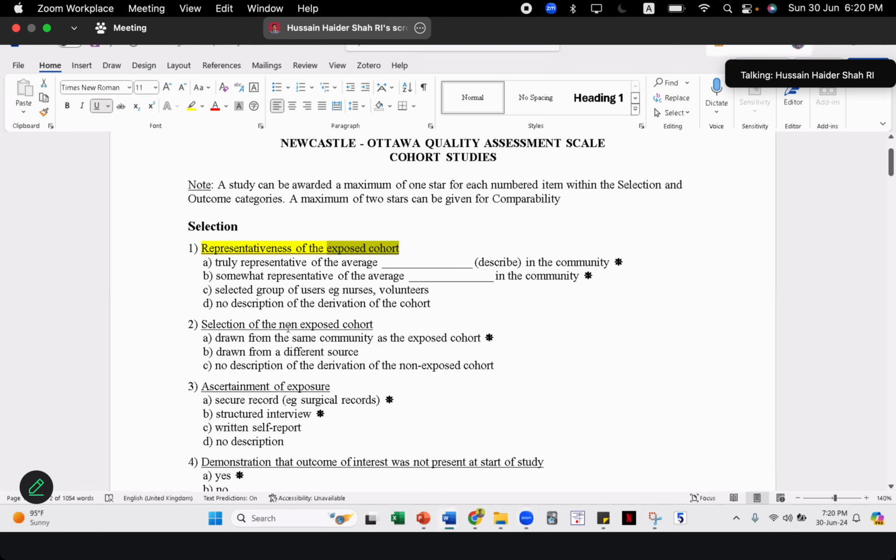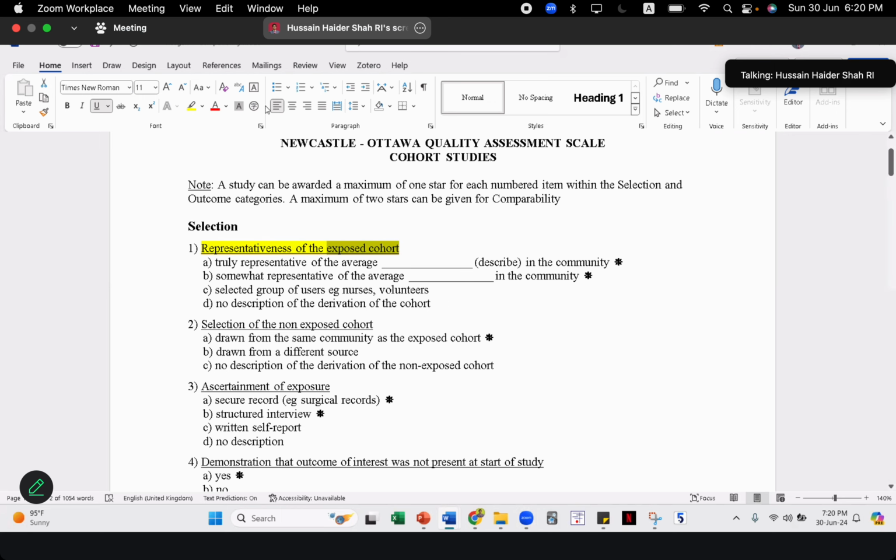Now, what about the non-exposed or the control cohort? In a cohort study, or in a randomized controlled trial, there are 2 groups. In one group, we give some drug, and in the other group, we don't give the drug. The group or the cohort which is receiving the drug is called the interventional group or the exposed cohort. The group which is not receiving the intervention is called the non-exposed cohort or the control group.